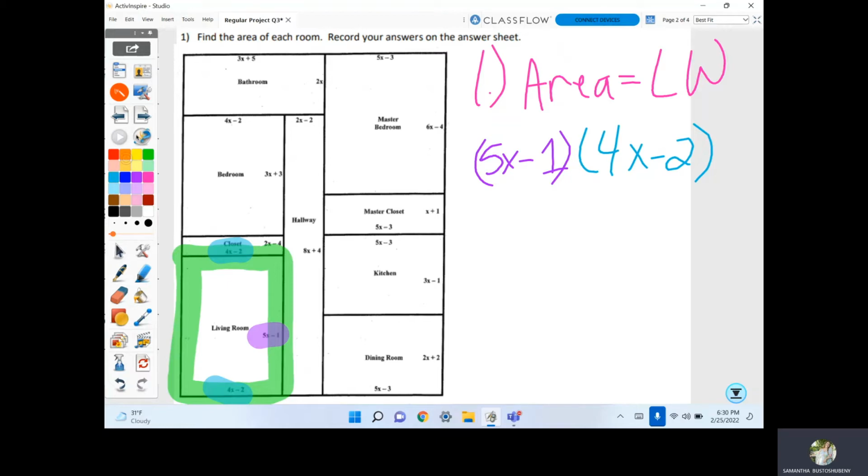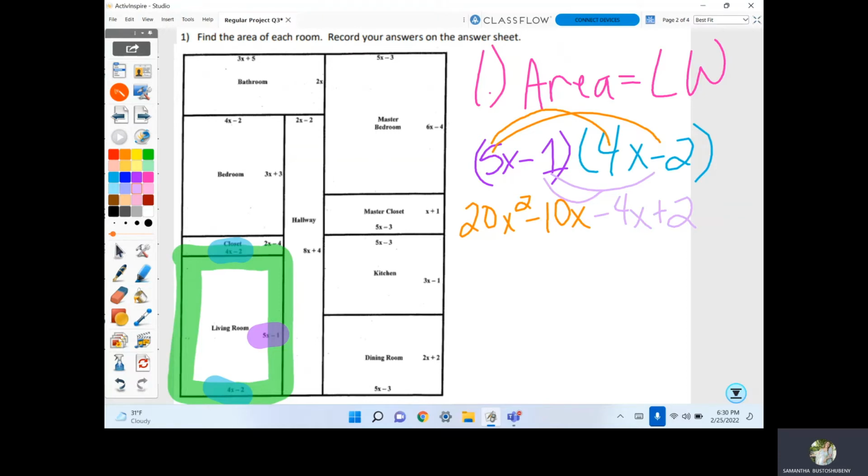The FOIL method involves multiplying the first times both numbers in the other parentheses, and then the second. As I draw my line, I'm going to write the result. So 5x times 4x is 20x squared. 5x times negative 2 is negative 10x. Negative 1 times 4x is negative 4x. Negative 1 times negative 2 is positive 2.